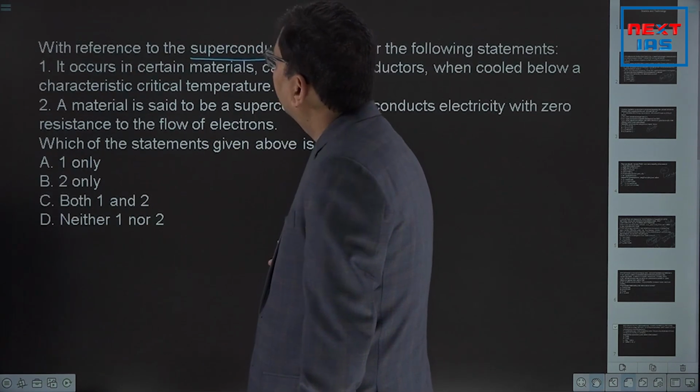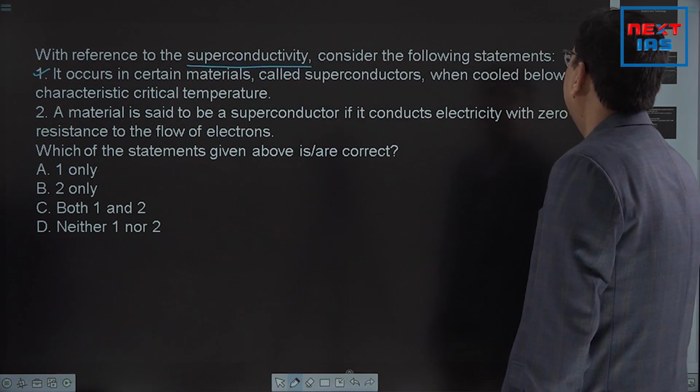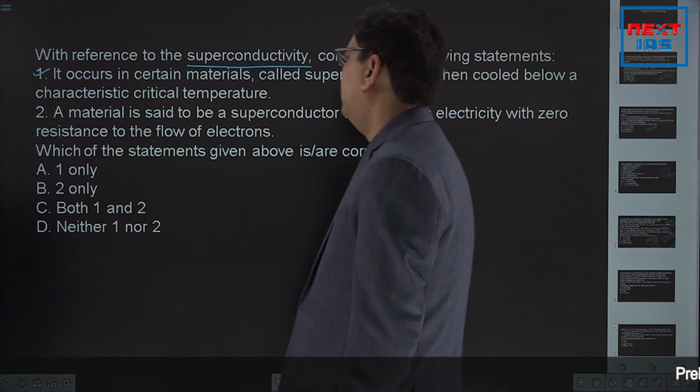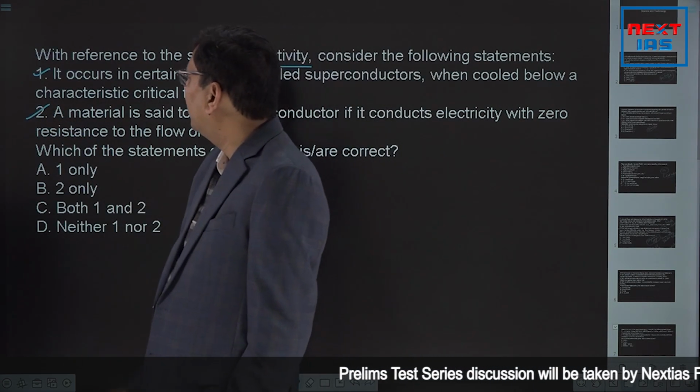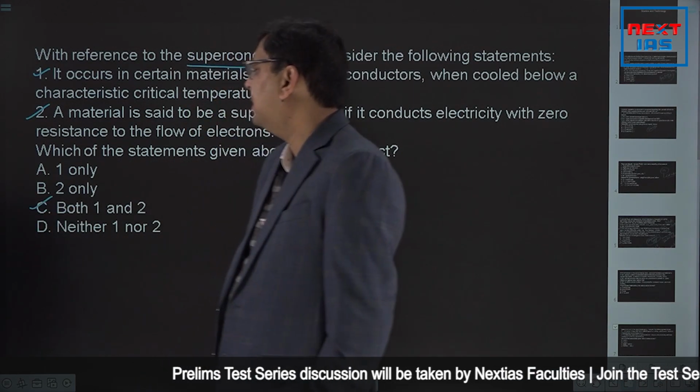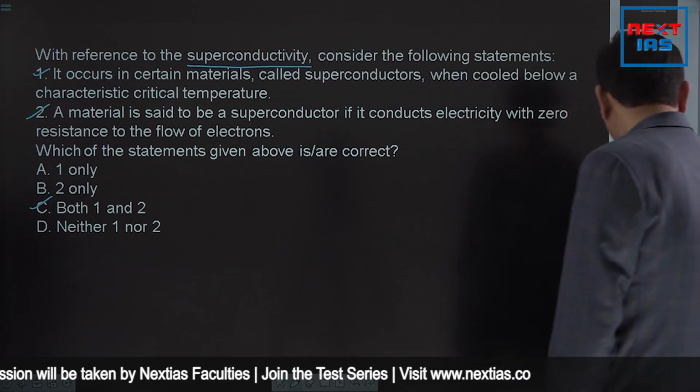Okay, and a material is said to be superconducting if it conducts electricity with 0 resistance to the flow of electrons. So there is zero resistance. So for this question, answer is C, both 1 and 2 for superconductivity related question.